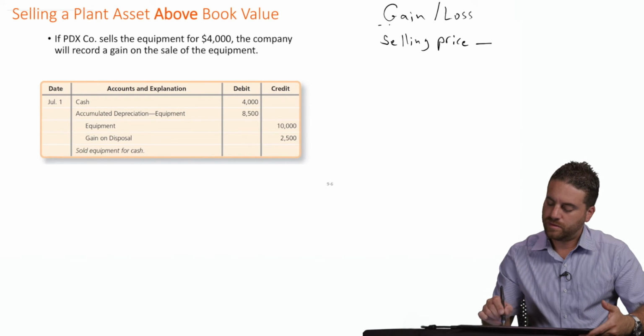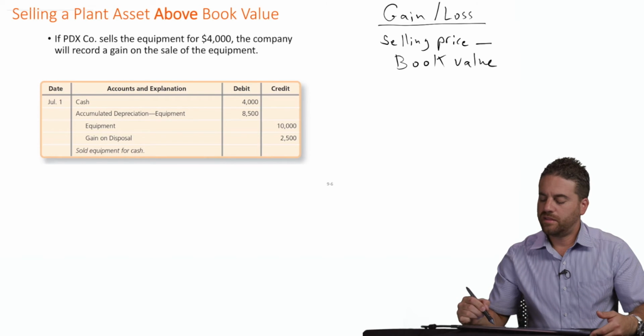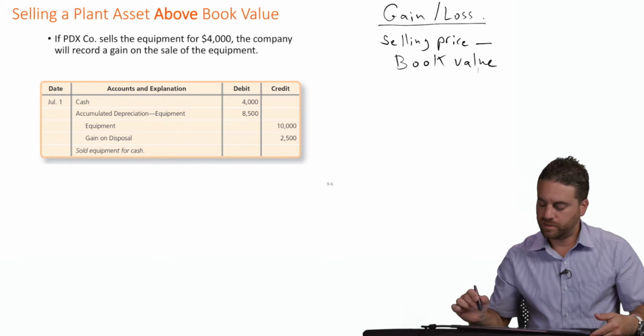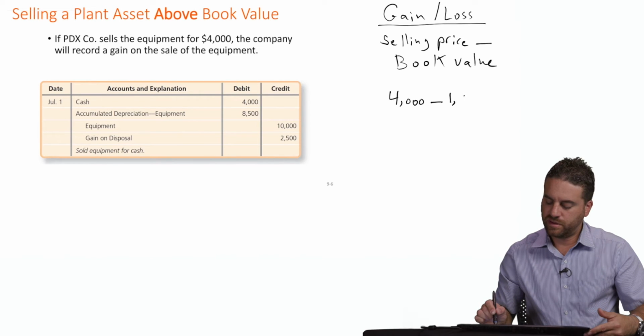Minus the book value. If your selling price was higher than the book value, you will end up with a gain. If it was less than book value, then it will be a loss. So in our case, we sold it for $4,000 minus the book value of $1,500. So we have a gain of $2,500.